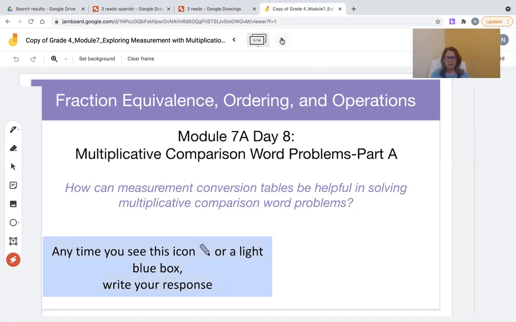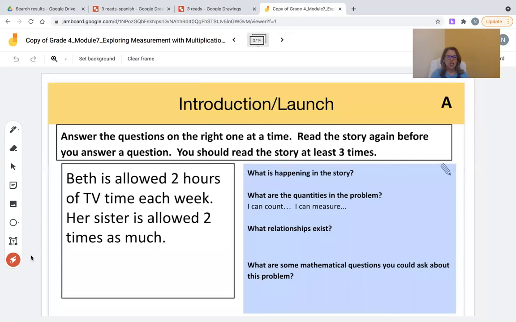Let's begin. In this introduction launch page, the directions state answer the questions on the right one at a time. Read the story again before you answer a question. You should read the story at least 3 times. Let's read the story and look at the questions in the blue square and answer one at a time after each read. Read 1.